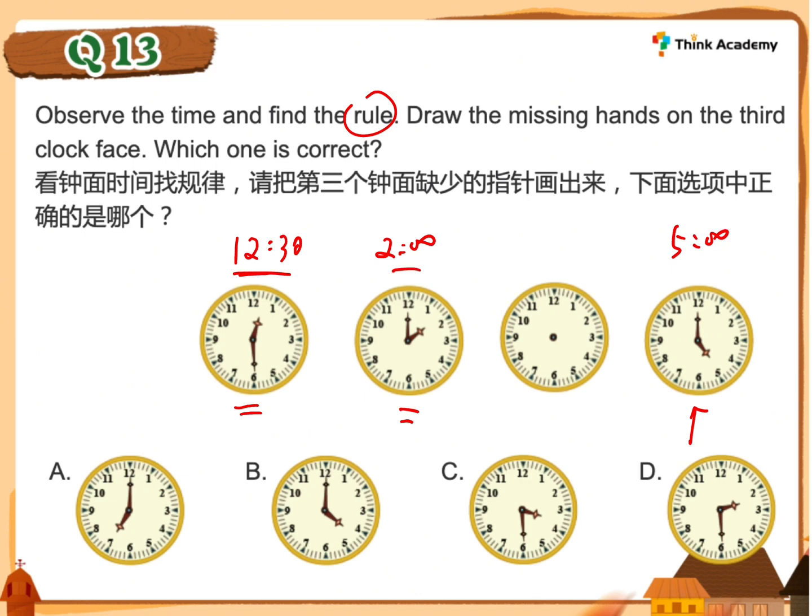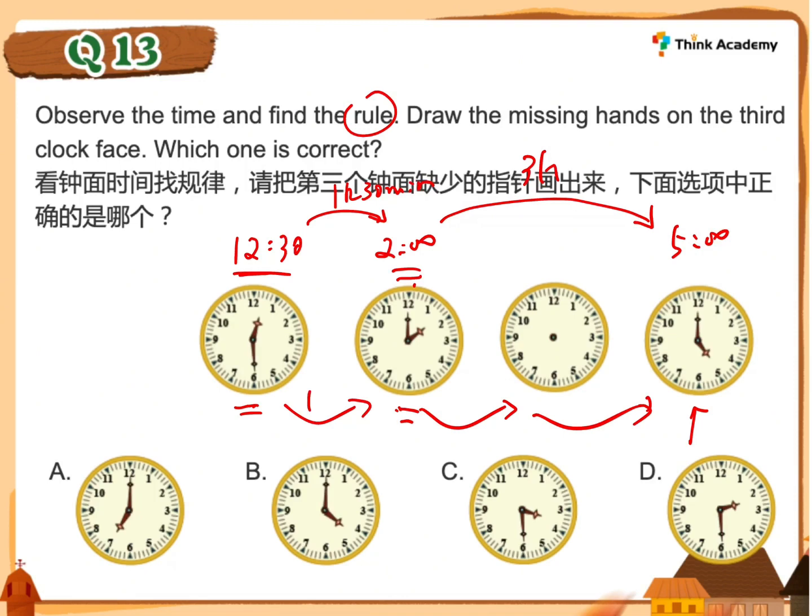From the first clock to the second clock, the time passed is 1 hour and 30 minutes, right? And from the second clock to the last clock, the time passes, let me think, 3 hours. So do you find the pattern? From the first to the second, 1 hour and a half. From the second to the fourth is 3 hours. So actually it means between neighboring clocks, the time passed is 1 hour and 30 minutes, right? So for the third clock, you add 1 hour and 30 minutes, then the time will be 3:30. Yes, so when you draw the clock, it will be like this. Okay, so C is correct.